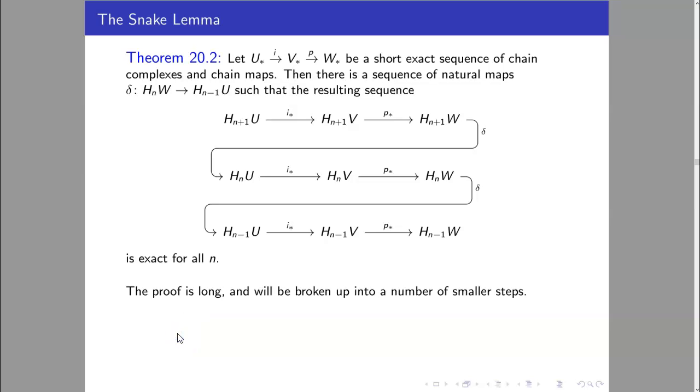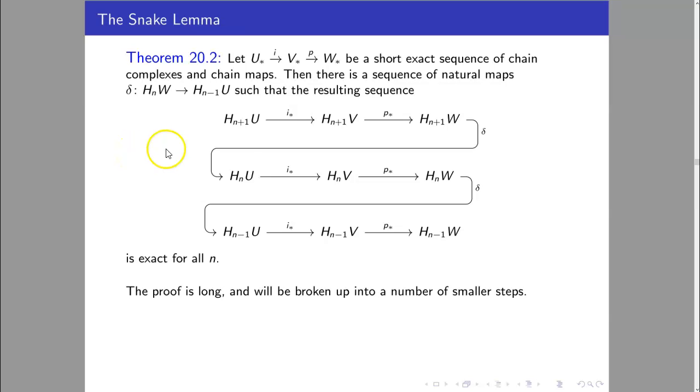In this video we're going to finish the proof of the snake lemma. So here was the statement. We had a short exact sequence of chain complexes and chain maps like this, and then the claim is that there's a sequence of these connecting maps delta from H_n W to H_{n-1} U, with the property that this long twisty sequence here is exact everywhere.